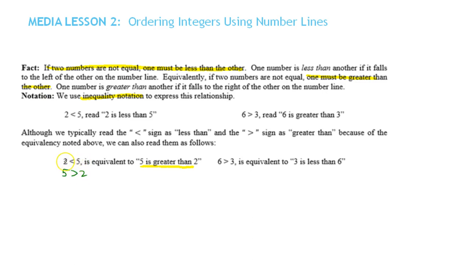So if you change the order of the numbers, it changes the direction of the inequality sign. Similarly, 6 is greater than 3 is equivalent to 3 is less than 6. So we can also write this in this direction. So if you change the order of the numbers, then you reverse the inequality sign.